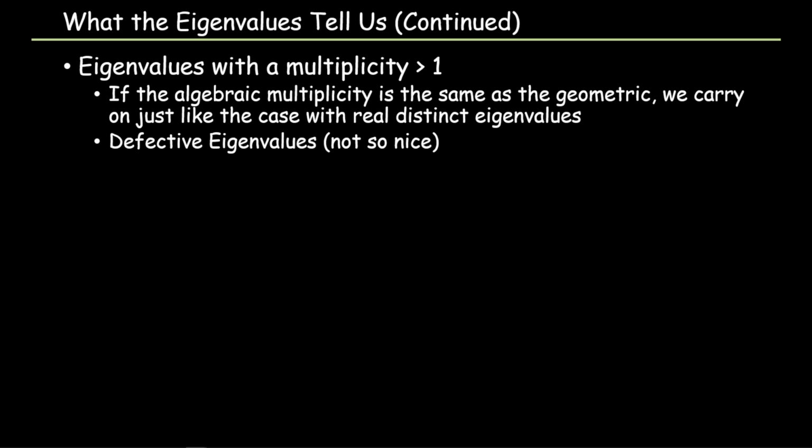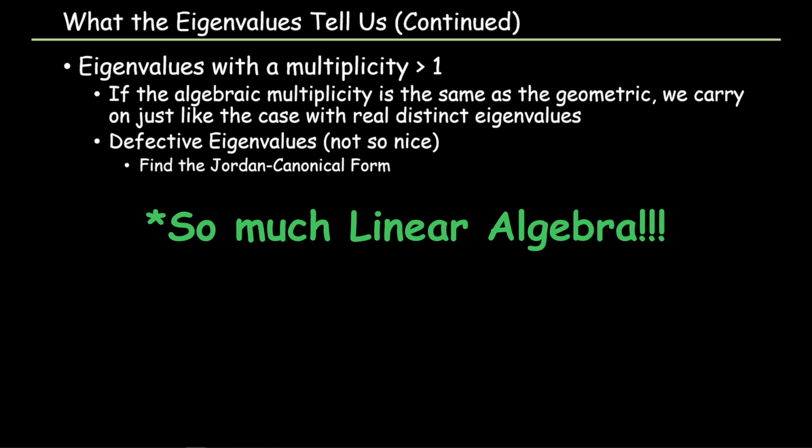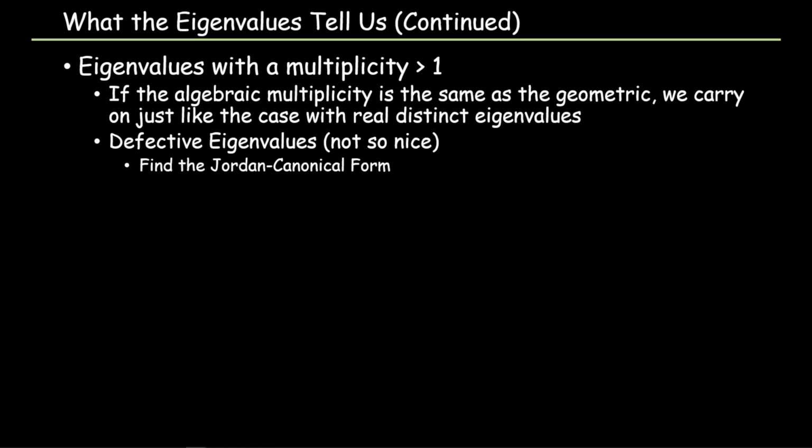The not so good part is the defective eigenvalue case, when the geometric multiplicity is not equal to the algebraic multiplicity. These are not so nice because we have to deal with the Jordan canonical form. So we have to find the Jordan canonical form, and again, this is all discussed in the linear algebra page. If you want to look at that, there's going to be a tab showing up somewhere around here.